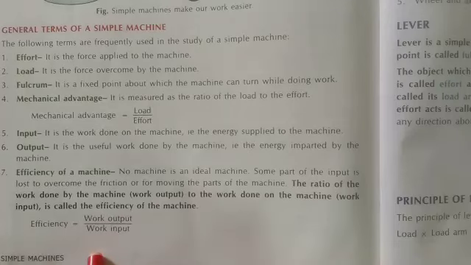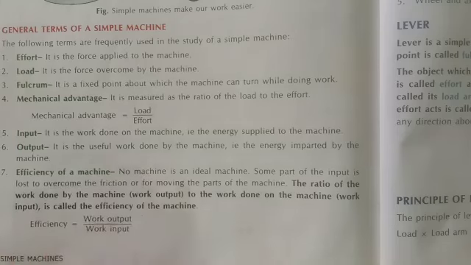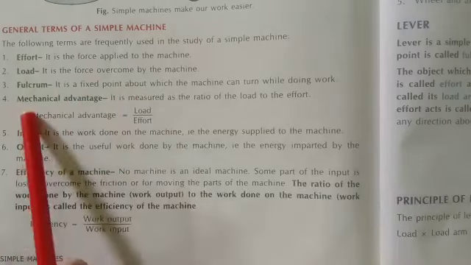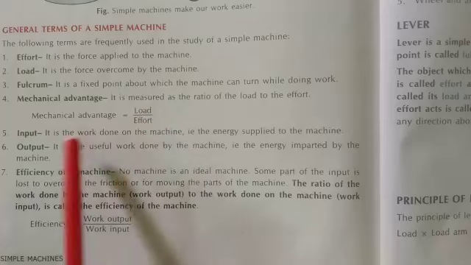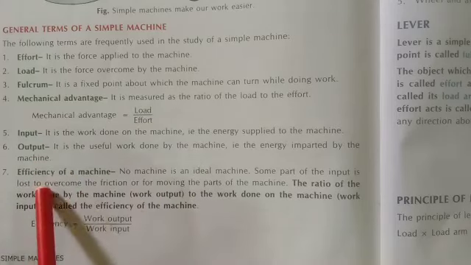These are the 7 terms related to a simple machine. First one is effort, load, fulcrum, mechanical advantage, that is load by effort, input, output, and efficiency of a machine.